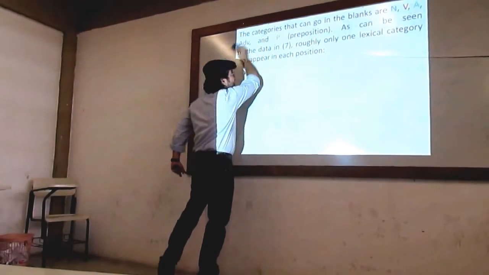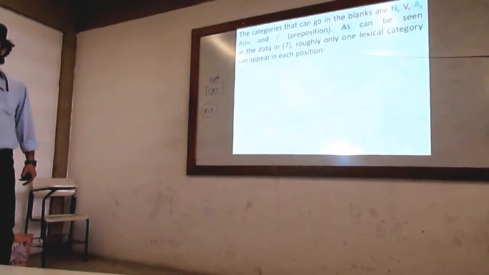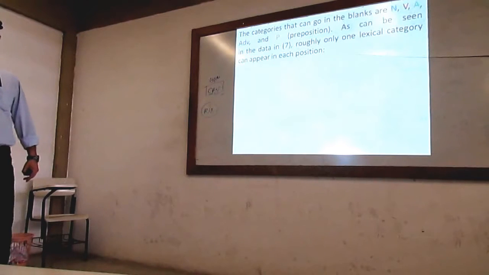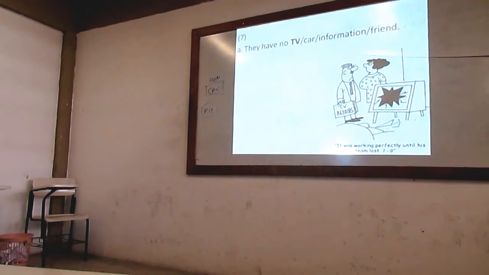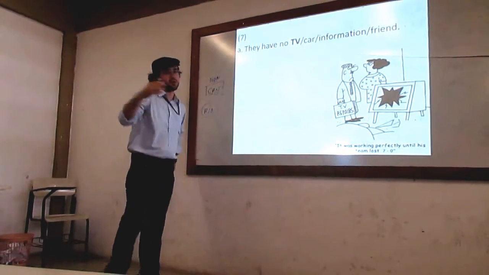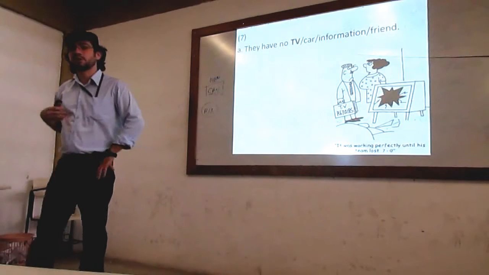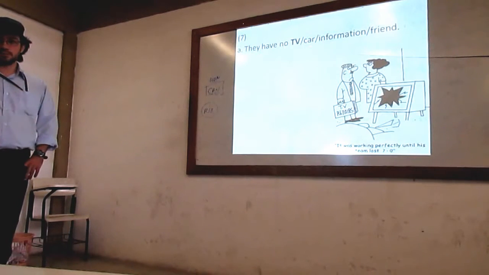The categories that can go with the blanks, the spaces, are noun, the combination, the correct sequence: noun, verb, adjective, adverb, and preposition. As can be seen in the datum 7, where only one lexical category can appear in each position. For example, comparing with those blanks, they have no TV. Here is a case of a noun. Or they have no car, they have no information, they have no friends.